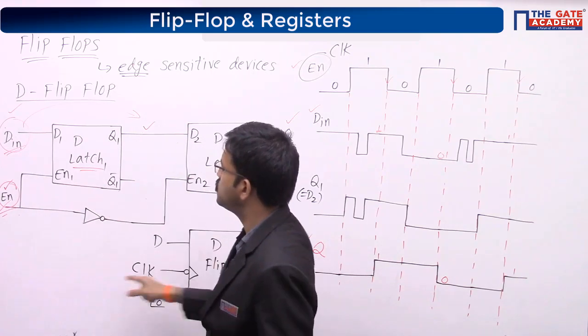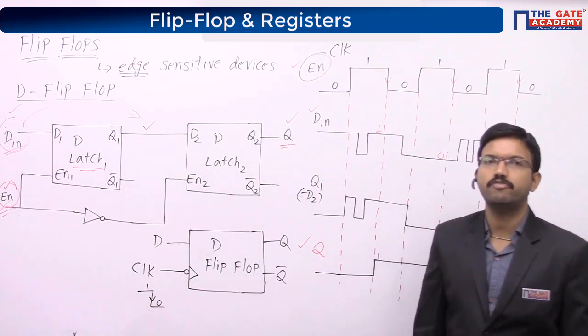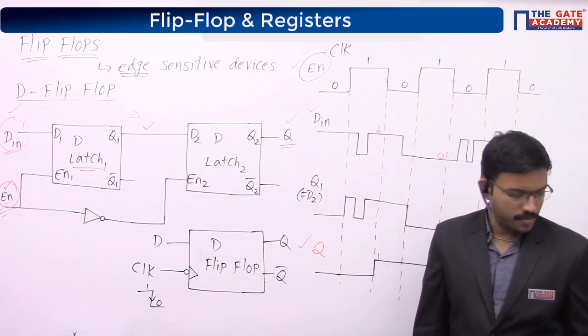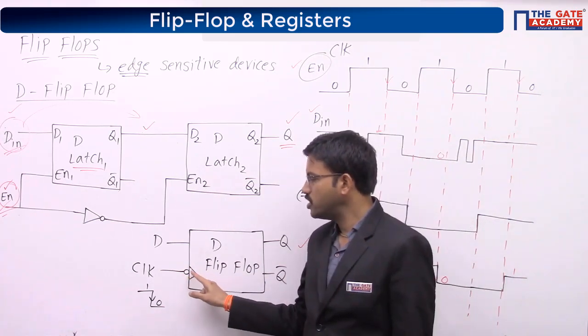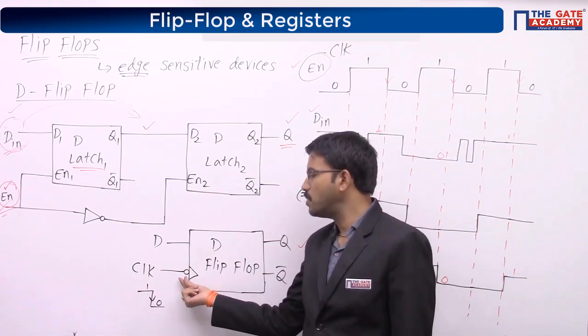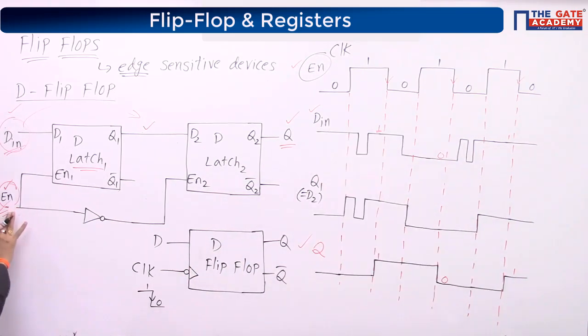Then this particular circuit will become a positive edge triggered D flip-flop. For positive edge, we won't represent a bubble. If there is no bubble, that is positive edge triggered. For positive edge, you have to put one more inverter here.